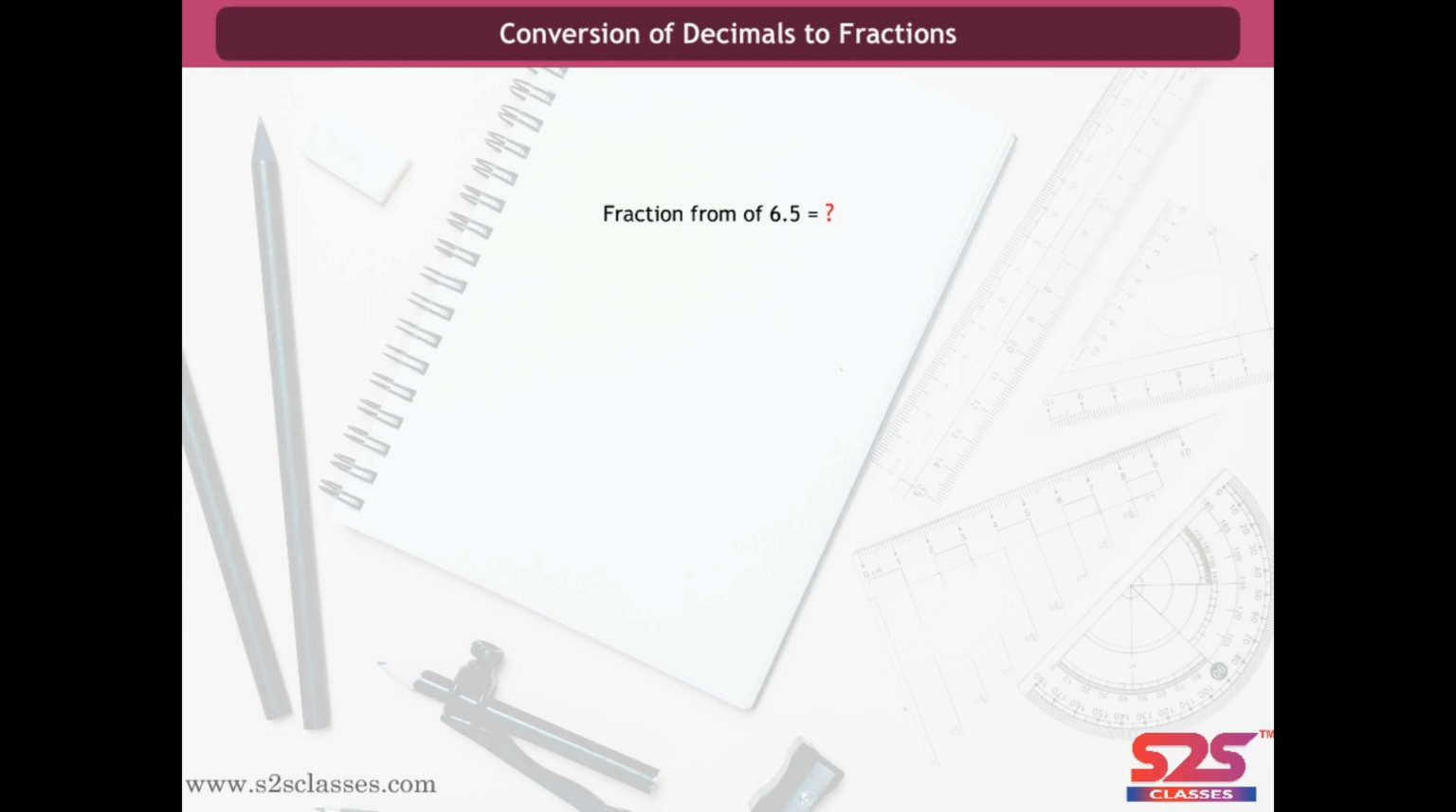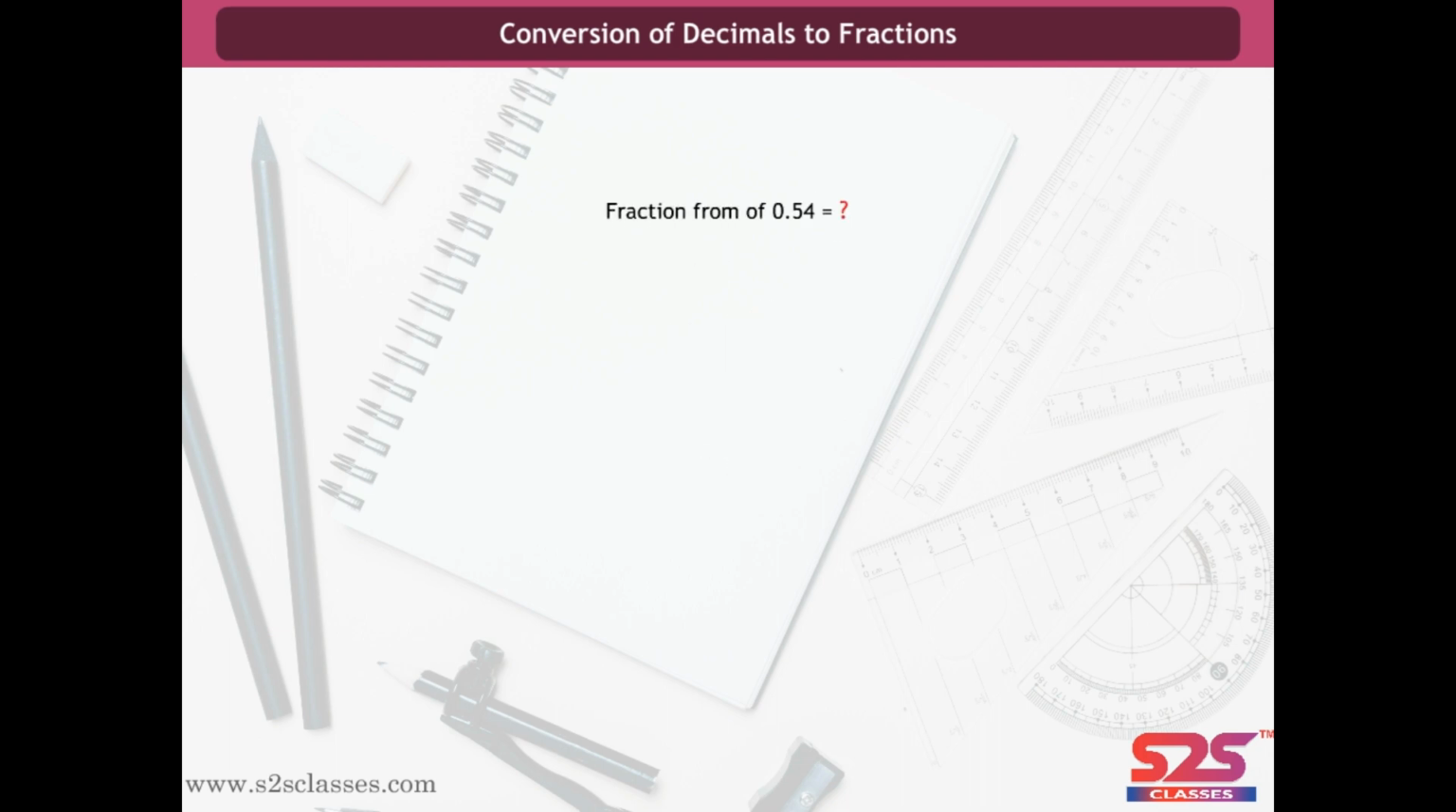Let us look at some examples. What is the fraction form of 6.5? In 6.5, there is only one digit, that is 5, after the decimal. So the value of p is equal to 1. Hence we can write 6.5 as 65 by 10 raised to the power 1, that is 65 by 10, which is equal to 13 by 2.